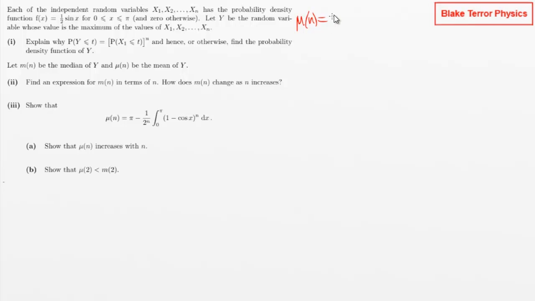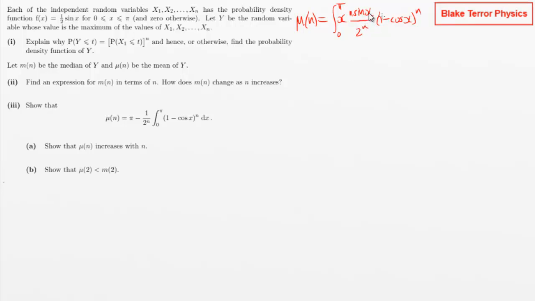So mu of n is going to be the integral. We need to integrate our probability density function multiplied by x. So that's going to be the integral from 0 to pi of x, and then our probability density function that we worked out in part 1. What was that? It was n sine x over 2 to the n, 1 minus cos x all to the n minus 1. So we're going to have to do this in parts.